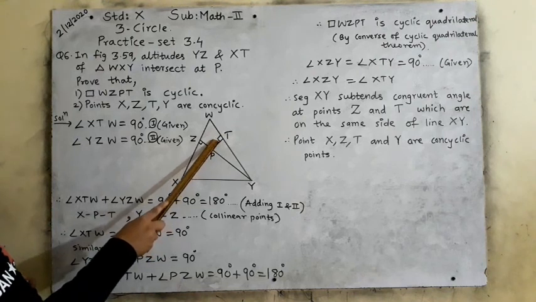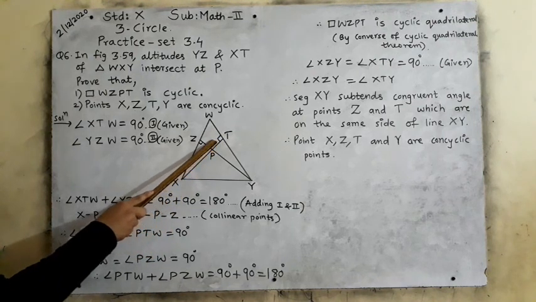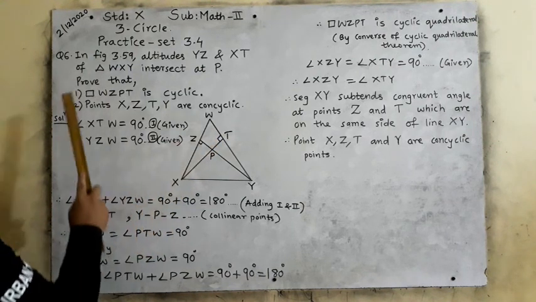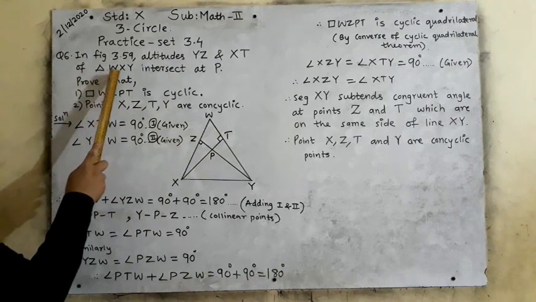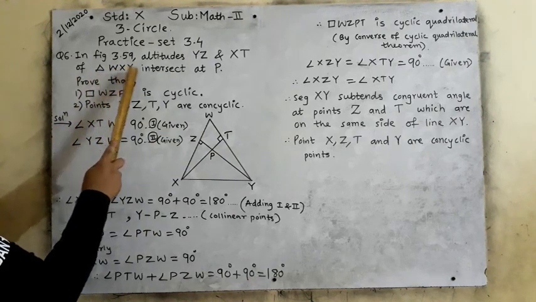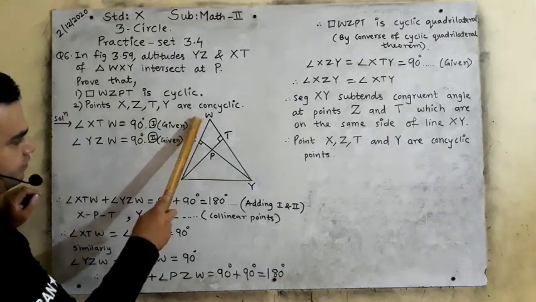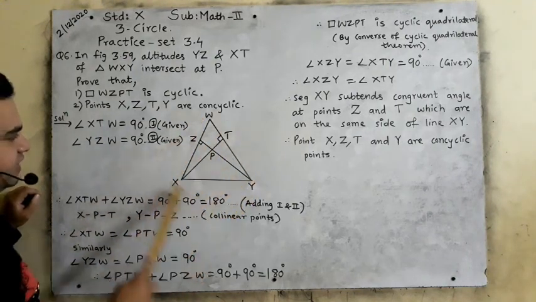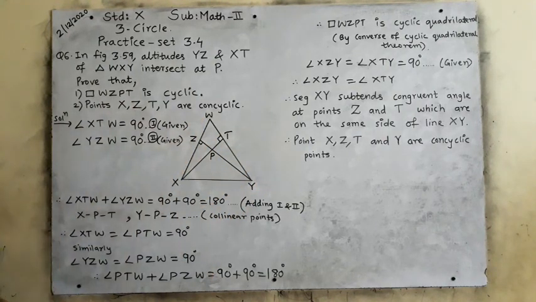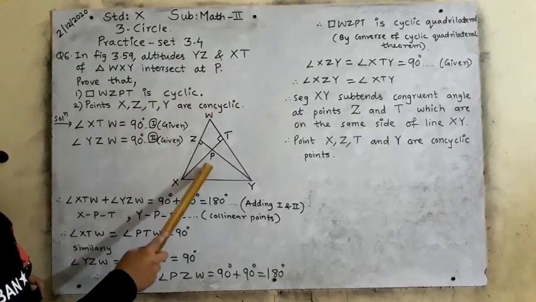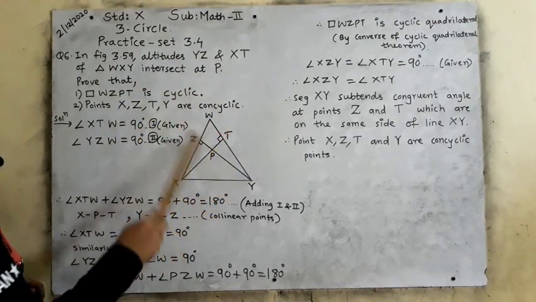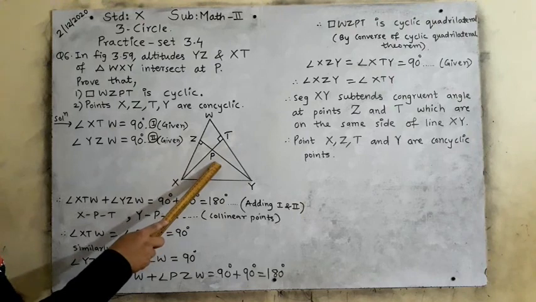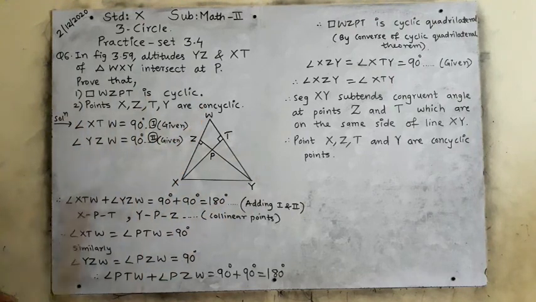Can you see this altitude symbol or perpendicular symbol or 90 degree symbol of triangle WXY? This is a triangle, WXY is a triangle. Can you see these two altitudes intersect at point P in triangle WXY.